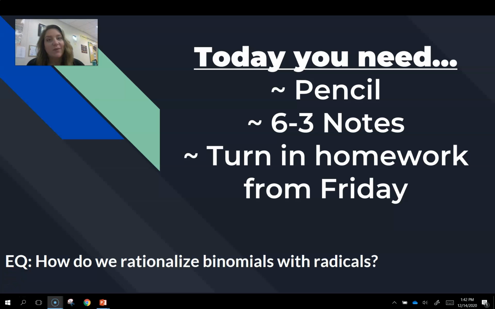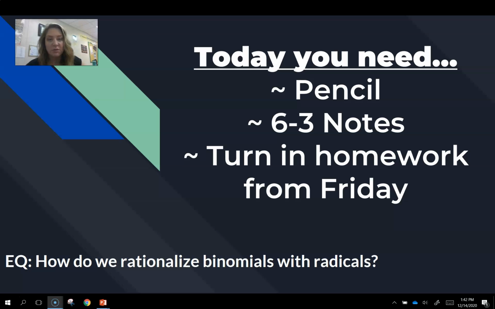Hey guys, today we are going to talk about binomial radical expressions, which is going to involve adding and subtracting radicals. Also, we're going to multiply radicals in binomial form. So that's what we're going to do today. We're also going to deal with some rationalizing denominators again, using the binomial of a radical.